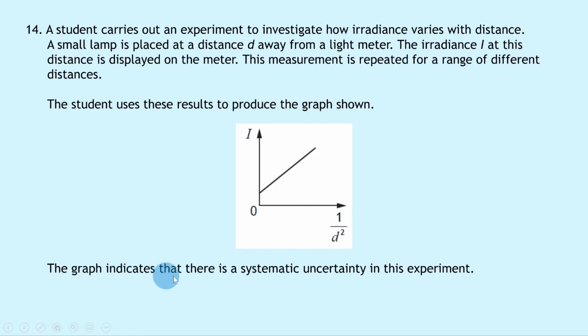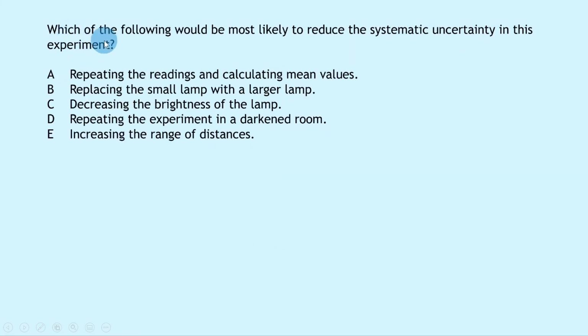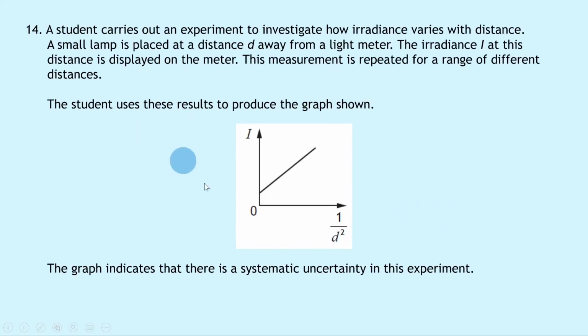It then says the graph indicates that there is a systematic uncertainty in this experiment, and that's shown by the offset from the origin here. It then says which of the following would be most likely to reduce the systematic uncertainty in this experiment. So we have repeating the readings and calculating mean values, replacing the small lamp with a larger lamp, decreasing the brightness of the lamp, repeating the experiment in a darkened room, or increasing the range of distances. Well, if we look at the context of the question, it's all about irradiance, and remember irradiance is the power per unit area, which is sort of to do with the brightness or intensity of light. So if we think about light in this experiment, we're already using a small lamp which can be approximated to a point source, and we want to explain why we might see an offset of readings which all tend towards a higher irradiance value.